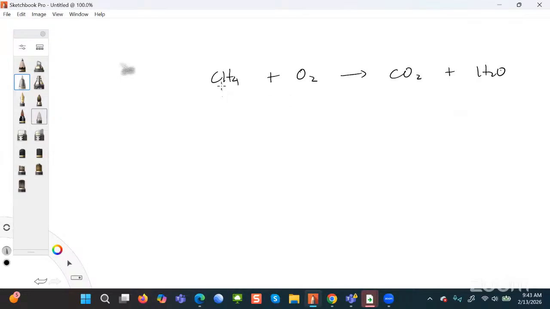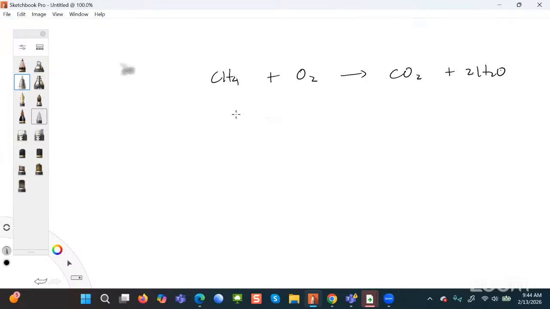So first thing I would do is look at the carbons on both sides, and I see that I have 1 carbon atom here, 1 carbon atom here. So as far as we're concerned, for now, the carbons are balanced, right? Then we move on to the hydrogens, and we notice here that we have 4 hydrogen atoms expressed here, and here we have only 2, all right? So what I would do is put a 2 here, all right? So the hydrogens are now balanced.